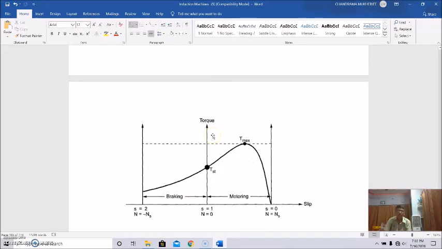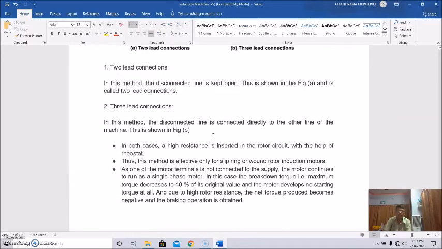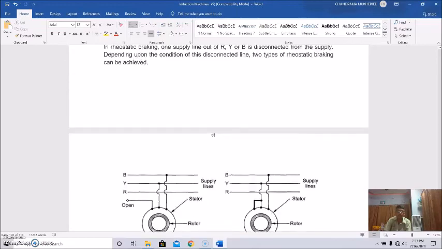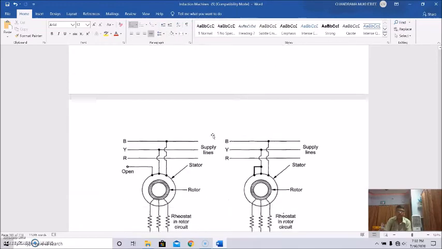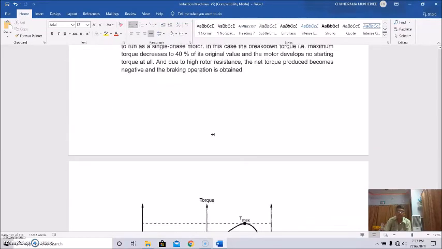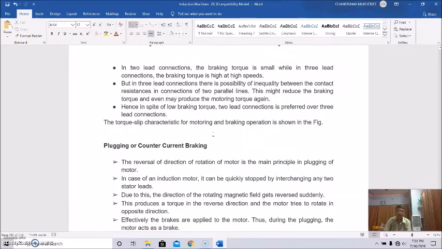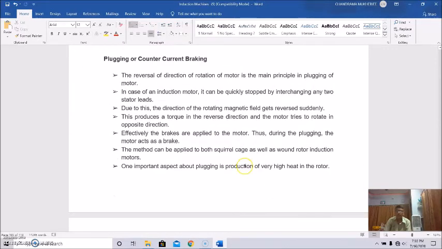Okay, so that's all about this dynamic braking process, dynamic or rheostatic braking. So now we'll discuss plugging or countercurrent braking.